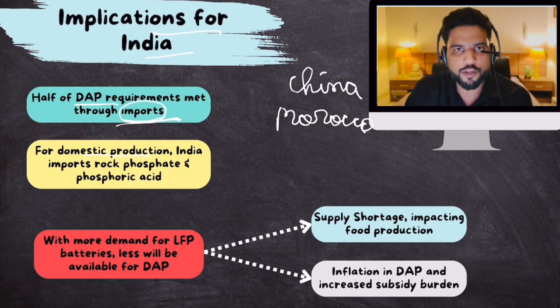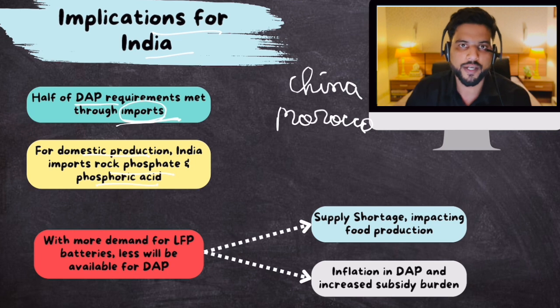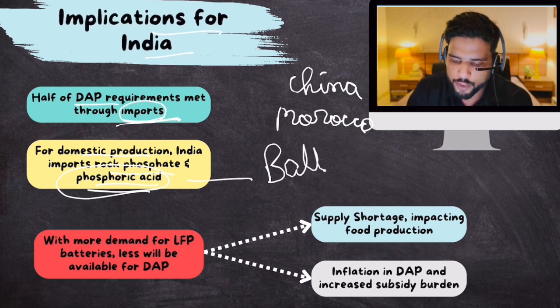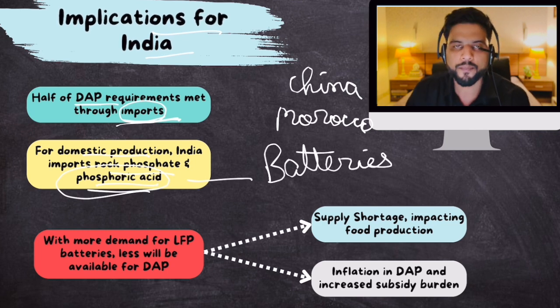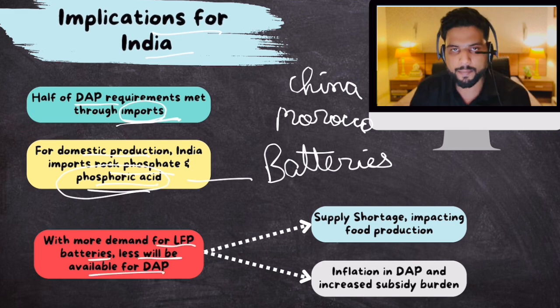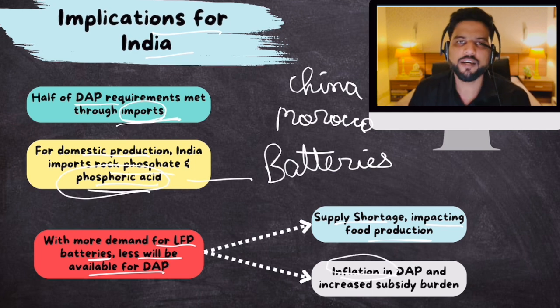Then for domestic production, 50% of DAP is produced in India. But for producing DAP, we import phosphoric acid or rock phosphate. And already most of the world's phosphoric acid is being diverted towards batteries. So our import bill is going to increase again. With more demand for LFP batteries, less will be available for DAP. This would lead to supply shortage impacting food production. And less DAP would also cause inflation in fertilizer.